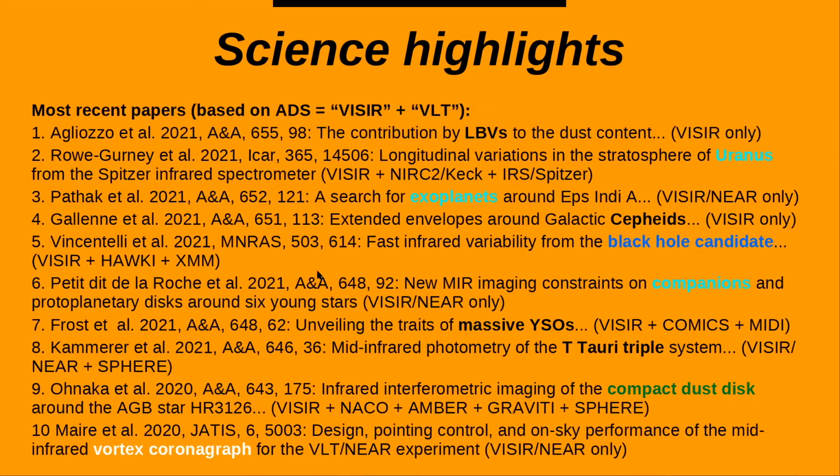Now, let's look at, for the same, at the 10 latest papers, and then what we see is a very different demography. 2 exoplanet papers, 1 Uranus solar system planet paper. The exoplanets come from NEAR, of course. 1 disk paper, 1 black hole candidate paper, 1, 2, 3, 4 stellar papers, okay, and 1 instrumental paper. So the demography, the kind of science that VISIR has been doing has changed quite a lot.